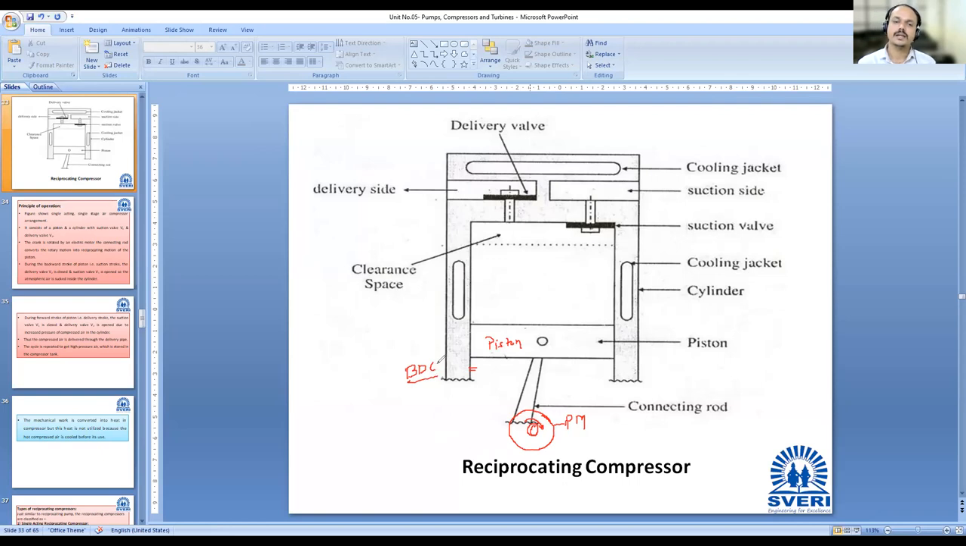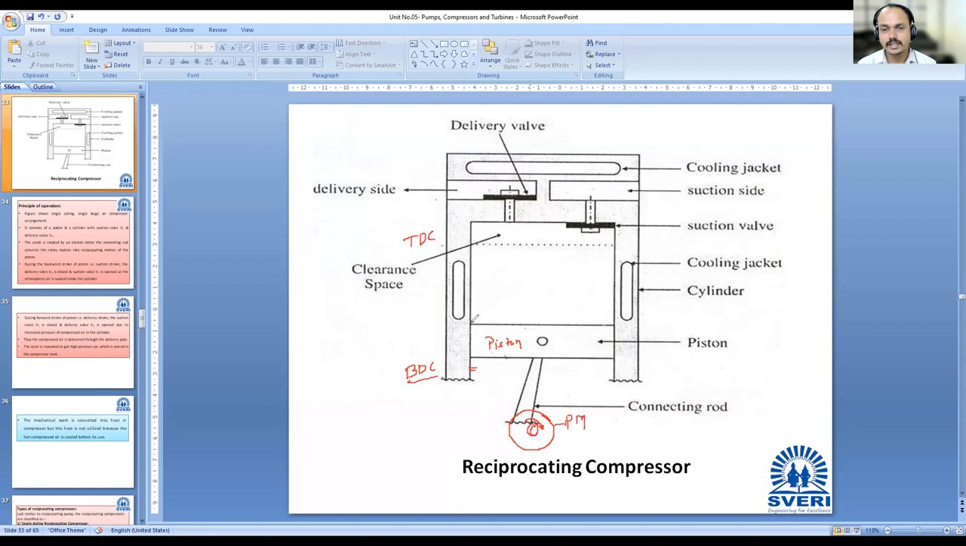And that upper point where the piston rests, we call it TDC. What will be the long form of TDC? Top dead center. Correct, very good. So this is the bottom dead center and this one is the top dead center. So this piston is connected to the connecting rod and this piston is fitted into the cylinder.